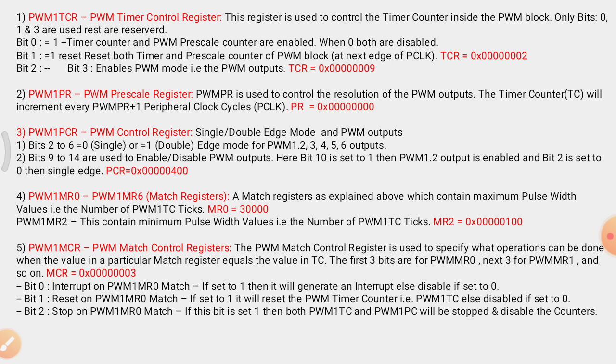Bit 0, the first bit for MR0, is interrupt. If it is set to 1, then it will generate an interrupt, or else the interrupt will be disabled. Whenever it reaches the maximum, it should generate the interrupt, or else it will be set to 0 for disabling. Then bit 1 is for reset, and bit 2 is for the stop function of the same MR0.